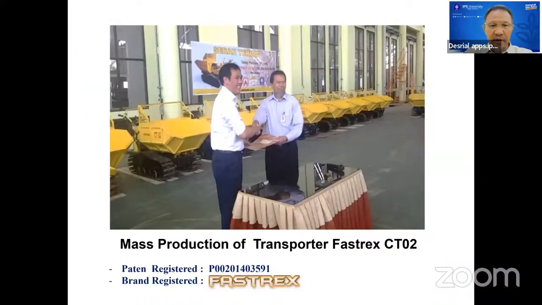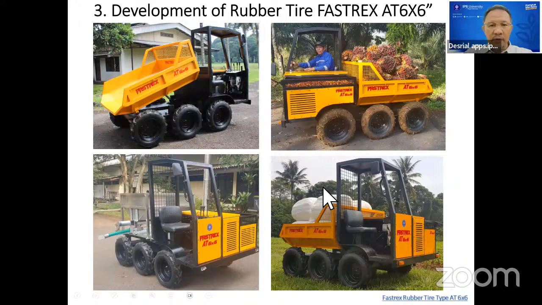And this machine has very good demand from the plantation, and we are very proud to share with you that we have already mass produced this machine, with very good sales also. We do not stop only with the track type. We also continue to design, like you can see here. This is a rubber wheel type of transporter. It has a better speed compared with the track type, and it is not only for carrying the fresh fruit bunch, but it can also be used as a fertilizer applicator and for other purposes in the agriculture sector.